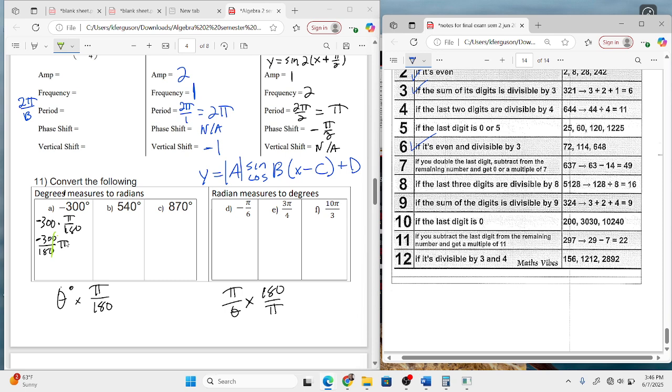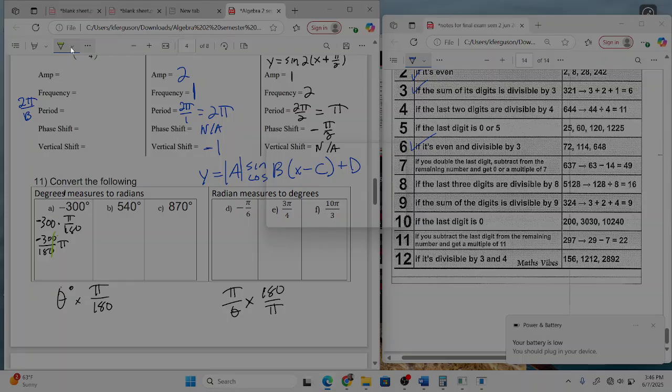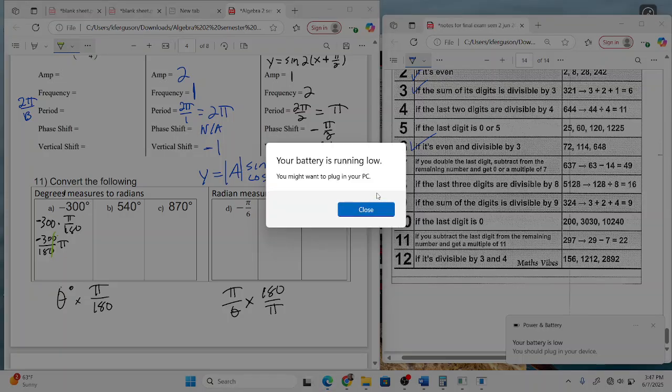So negative 30 divided by 6. See, the thing is that the negative doesn't go anywhere. So that's why, battery's running low.